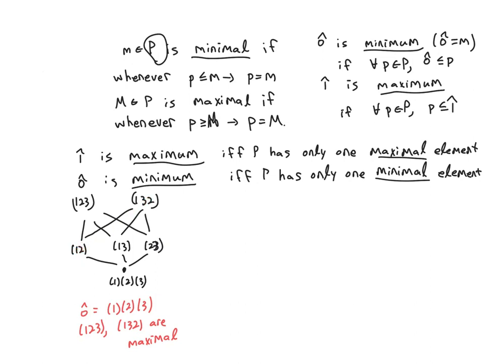A nice example of a proof using partially ordered sets and these notions is the following. P has a maximum element if it has only one maximal element. Similarly, 0 hat is minimum if P has only one minimal element. So these two words are related. Let's prove just this second line. So suppose you have a minimum 0 hat.